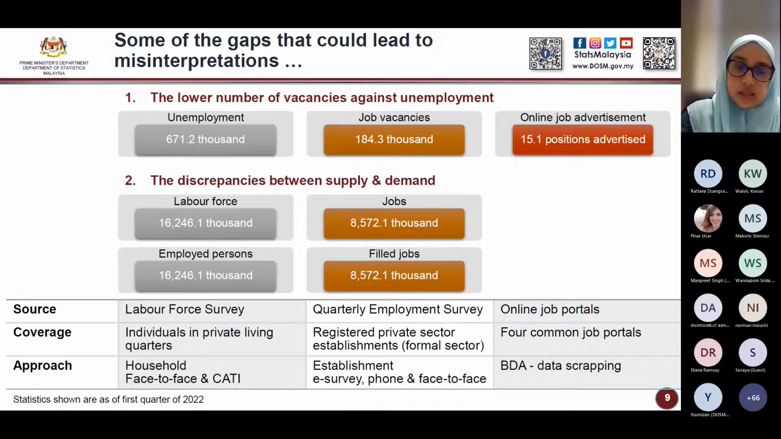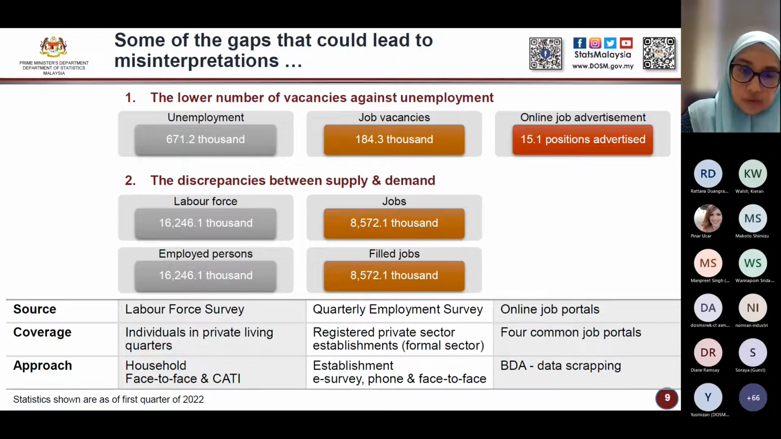Going to another example, the discrepancy between supply and demand. We have a 16.2 million labor force, and then we have 8.57 million jobs. And in terms of employed persons, there are actually 15.2 million employed persons, and then filled jobs of 8.47 million. So basically, looking at this data, when we draw the conclusion, we can see the gap actually comes from the different sources of data collection.